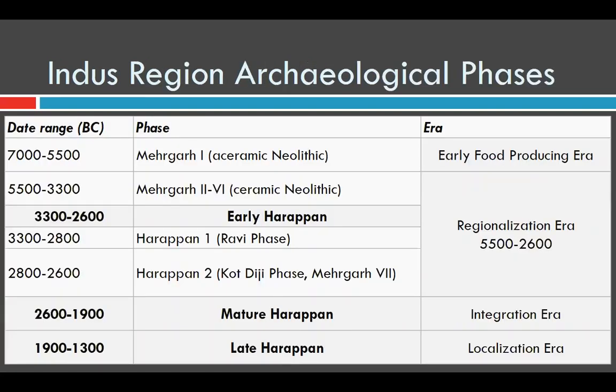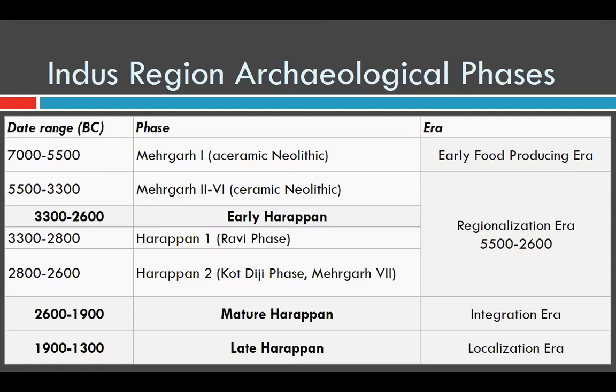Here's a cultural chronology for the Indus region, archaeological phases that we will mention. The date is on the left. From 7,000 to 5,500 BC is phase one of Mehrgarh, the aceramic Neolithic, no ceramics, but Neolithic phase. And we start to see early food producing during this time, the initial phases of cattle domestication and some plant domestication happening there.